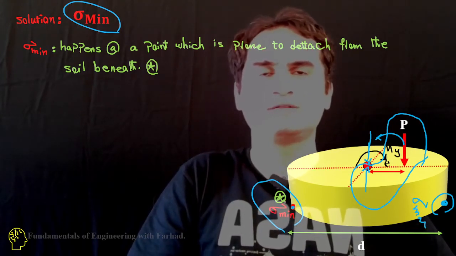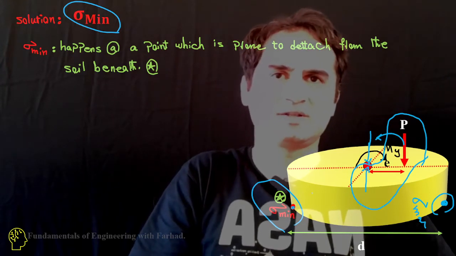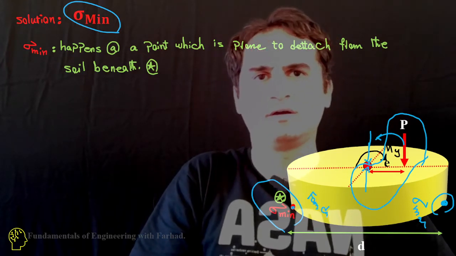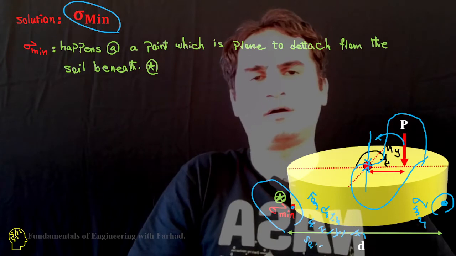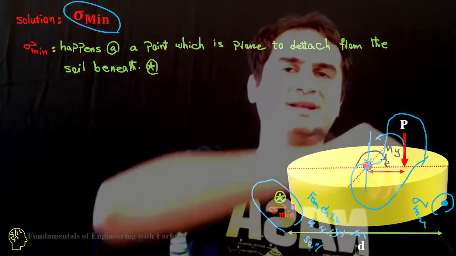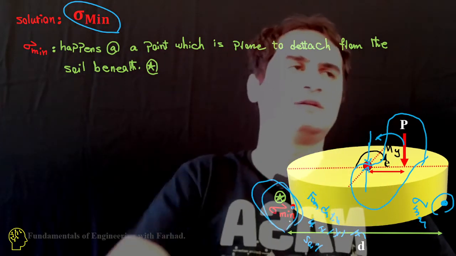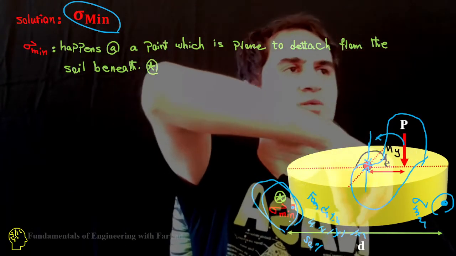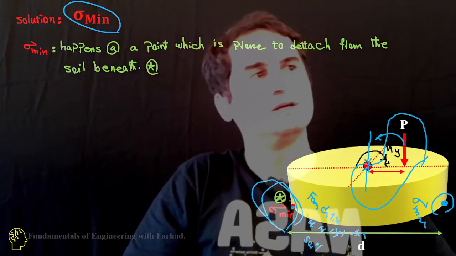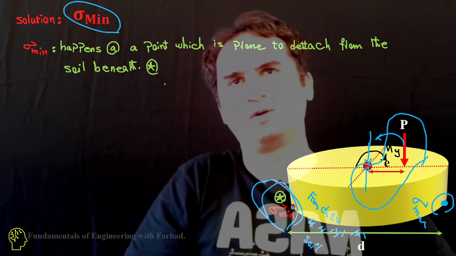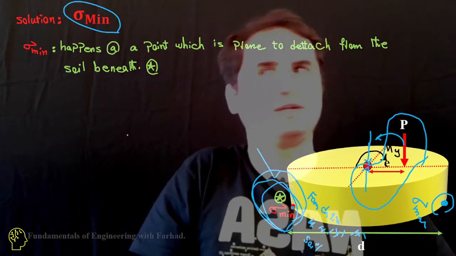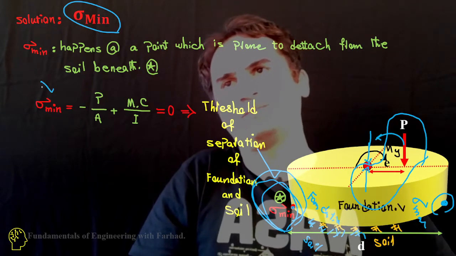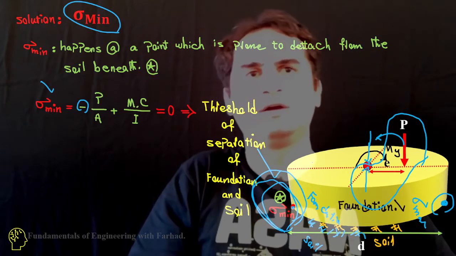Sigma minimum is there. So for example, if this is our foundation and this is our soil under it, you can easily see that at this point there is a possibility that the foundation experiences a separation from the soil beneath. So we need to be careful designing this point. That's our sigma minimum. That's a push of forces.